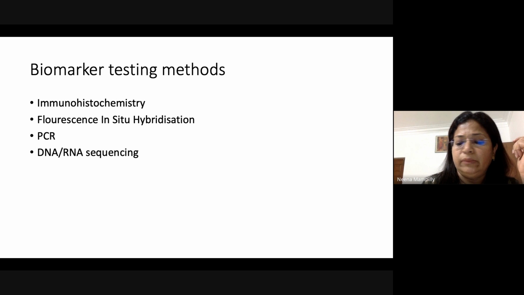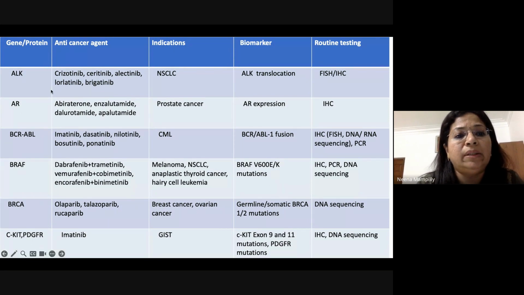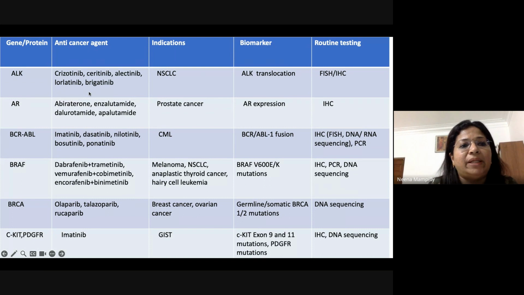Now, which testing methodology to be used for which biomarker? It's very important that we be aware of that. For example, if you take ALK, there are many anti-cancer agents to target the protein. Indication is in non-small cell lung cancer. You have an ALK translocation and it is to be done by FISH or IHC. So the testing methodology we should be very much familiar with. Similarly, you have many other proteins: androgen receptor, BCR-ABL, BRAF, BRCA, c-KIT, etc.